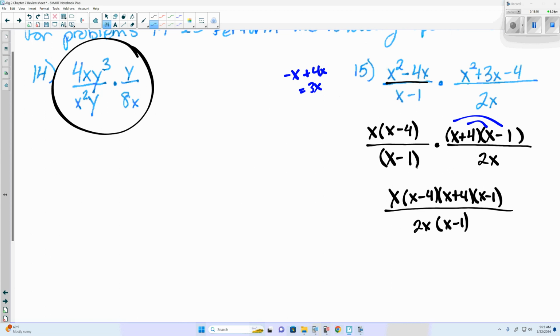Now again, with this multiplication, we do not need to distribute through. The numerator would be a bit much to try to multiply all that through, but our denominator, it might be tempting to do 2x times x, 2x times negative 1. But if we do that, we don't have two or more things multiplied together to be able to simplify. Because here, we do have the x minus 1 in common on top and bottom.